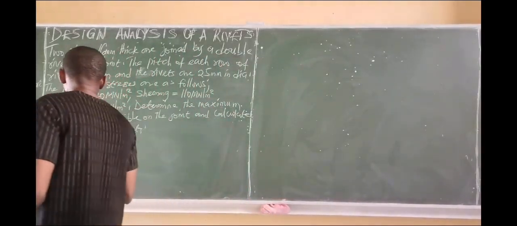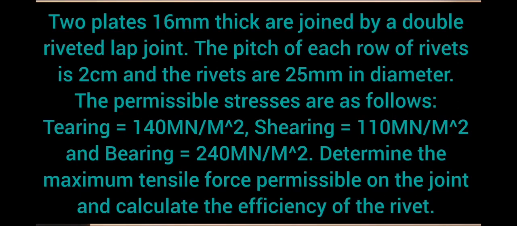The question says, two plates 16mm thick are joined by a double riveted lap joint. The pitch of each row of rivets is 2 cm and the rivets are 25mm in diameter. The permissible stresses are as follows. Tearing equals 140 meganewtons per meter squared. Shearing equals 110 meganewtons per meter squared. Bearing equals 240 meganewtons per meter squared. Determine the maximum tensile force permissible on the joint and calculate the efficiency of the rivets.